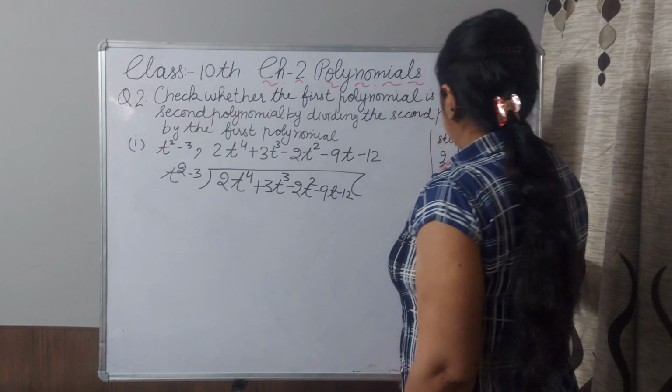We will write here 3t cube minus 9t. Now change the sign, minus here and plus here. This will be cancelled and this will be cancelled. 4t square minus 12. Now next step I will write here. Step 3.